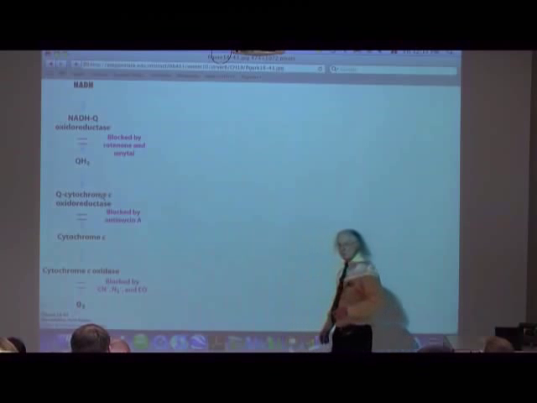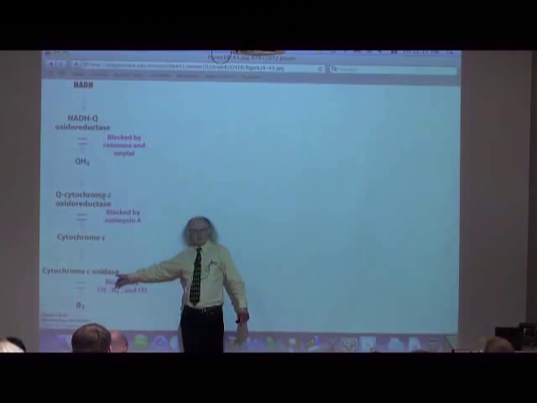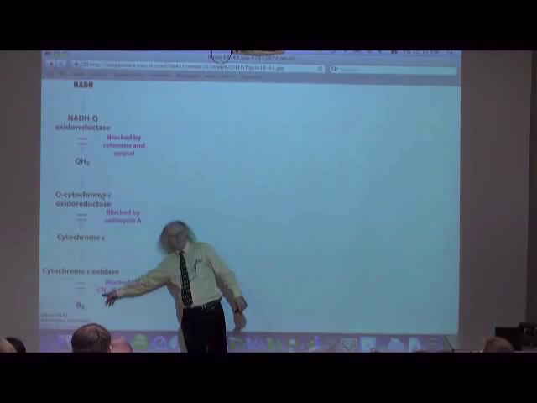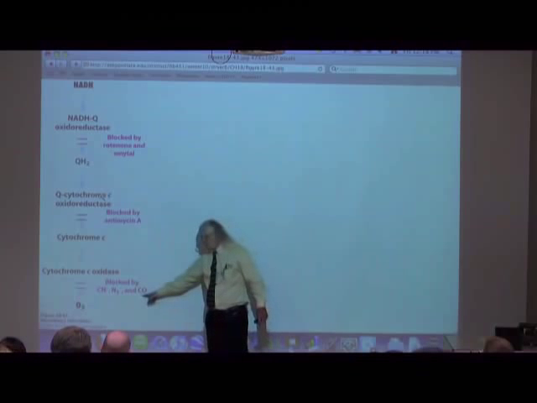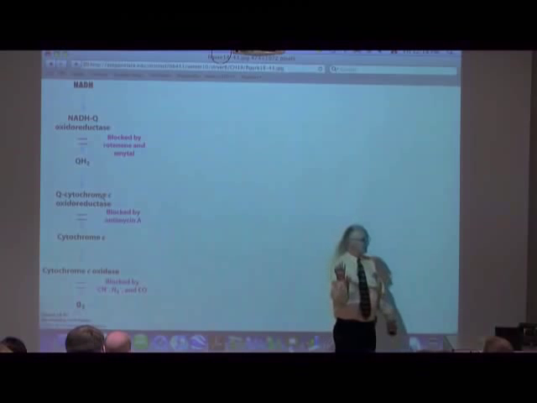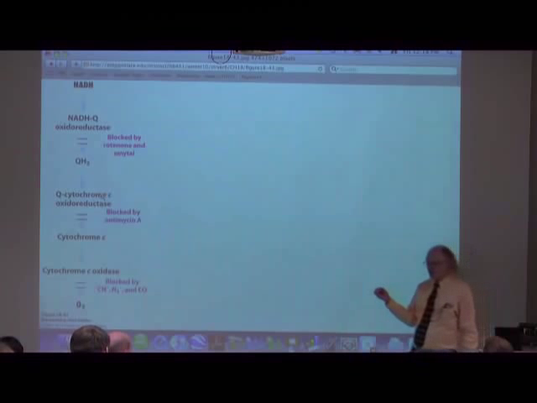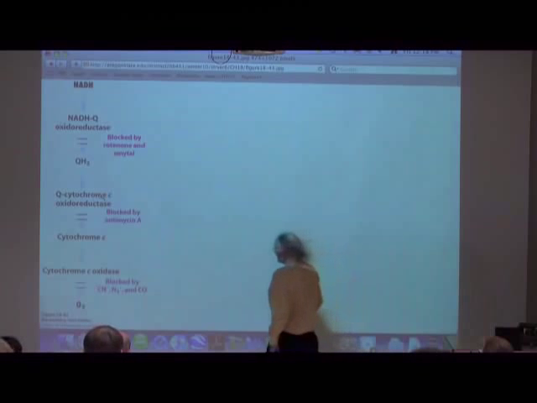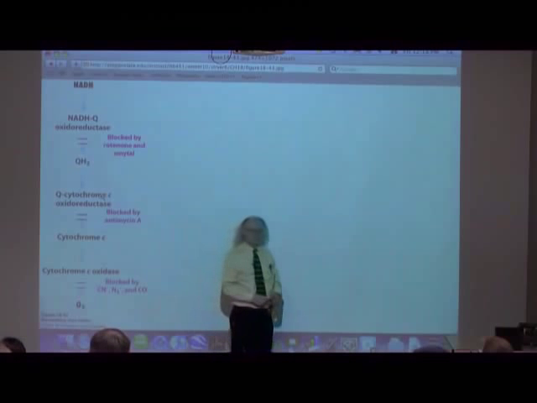Now, the most poisonous things on here block movement of electrons through complex 4. No surprise, there's our buddy cyanide. Okay? This is known as azide, N3-. And here's our friend carbon monoxide again. We've seen carbon monoxide get you two ways. It gets you in your hemoglobin because it can displace and replace oxygen, and it can stop electron transport. Carbon monoxide is not something you want to mess with.